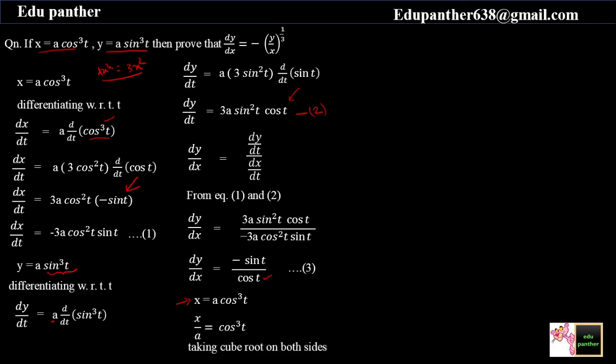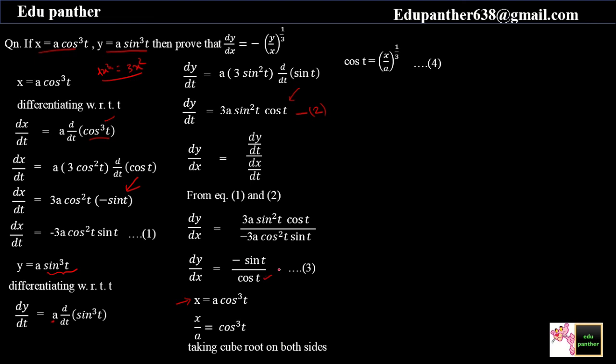So for that we have to take cube root on both sides. If we take cube root, we'll get cos t as (x by a) raised to 1 by 3. 1 by 3 means it is cube root of x by a. So suppose this is equation number 4. So we have got the value of cos t.